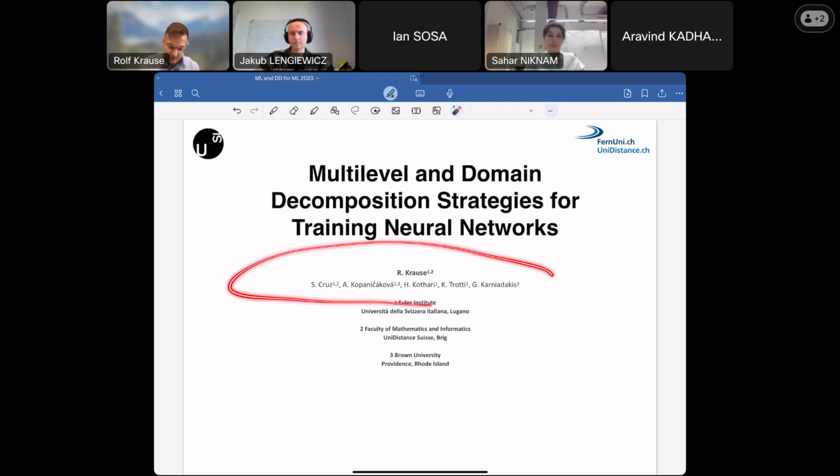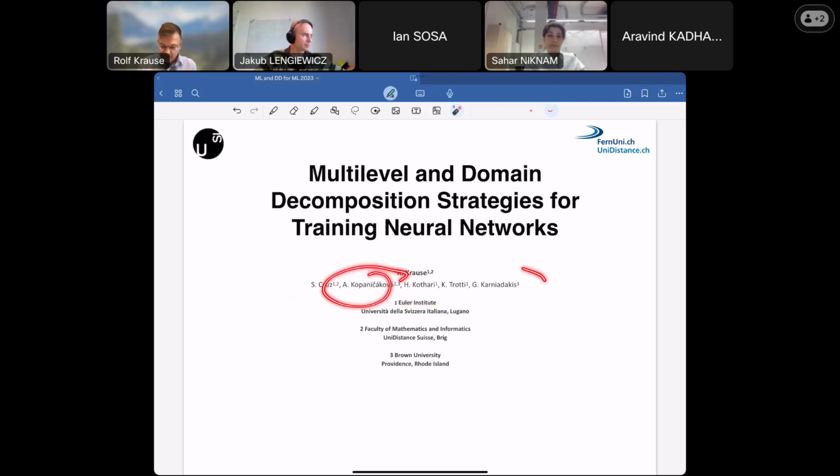What I'm going to talk about, of course, is joint work. So my collaborators you see here. There's Alena, who is now with Karniadakis at Brown. Samuel is a PhD student, and Hardik and Ken are postdocs in my group.